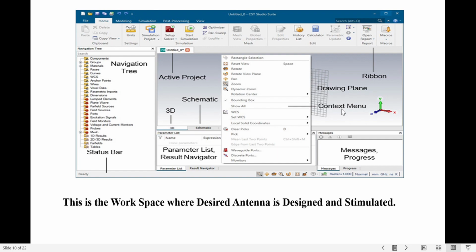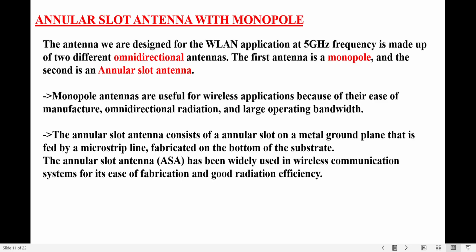So this is the actual workspace for designing the antenna. Annular slot antenna. The antennas we designed are for wireless applications with a frequency of 5 GHz, using two antennas for an omnidirectional radiation pattern. These two antennas are the monopole and the annular slot antenna. These two are fitted together for the purpose of the feeding technique. These two antennas are designed for a 50 ohm feed.